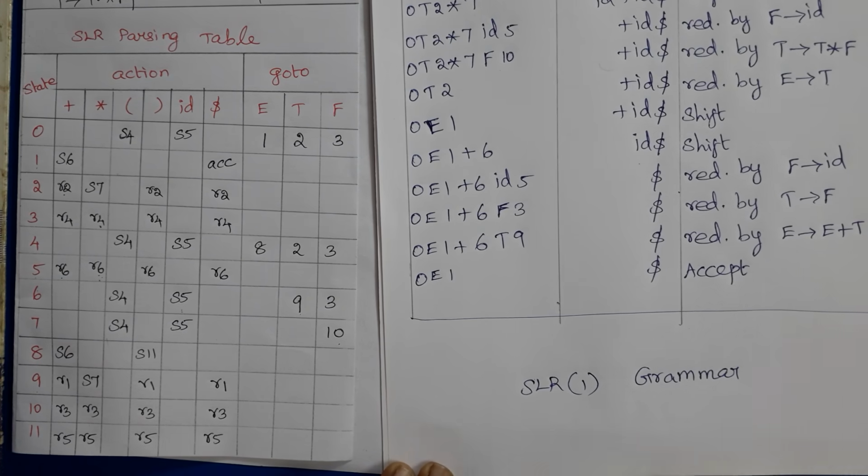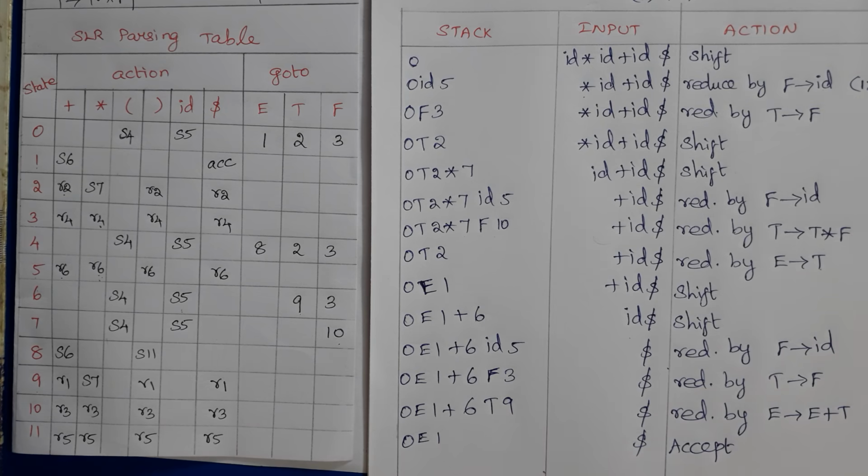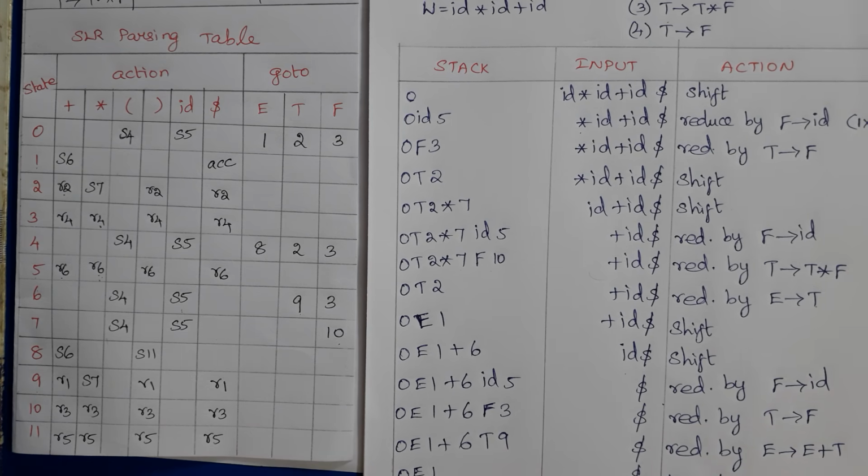Sometimes it may have multiple entries. So in that case we can say that the given grammar is not SLR(1) grammar. So in the next video we will see an example for not an SLR(1) grammar.